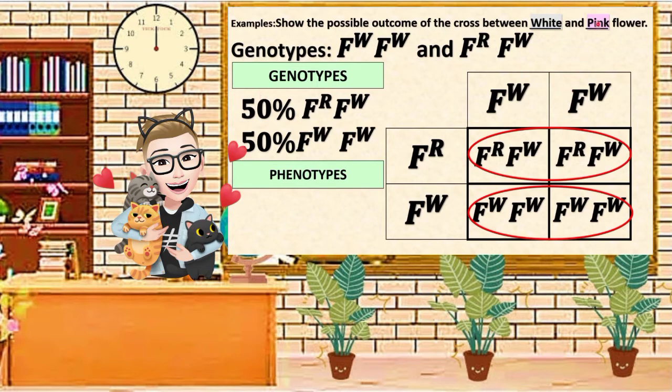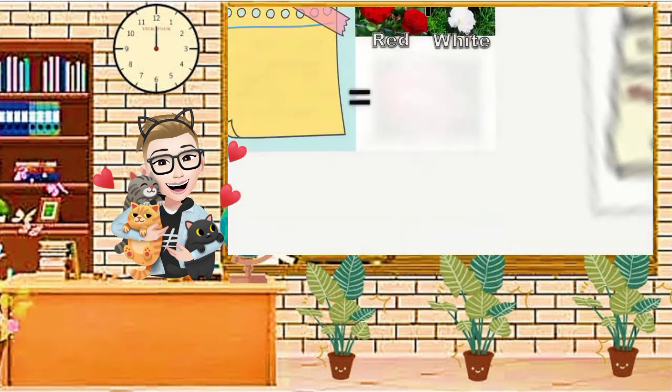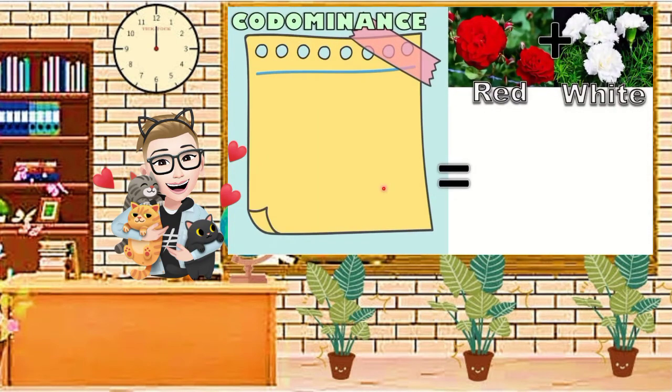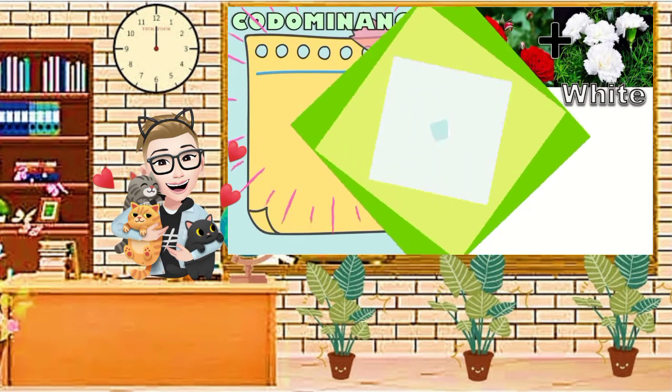Now, identify the phenotypes. So what does this FR and FW mean? This FR and FW means pink flower. So 50% pink flower and FW, which is 50%, which is equal to a white flower. Now, let us proceed to the second type of non-Mendelian pattern of inheritance, which is codominance.